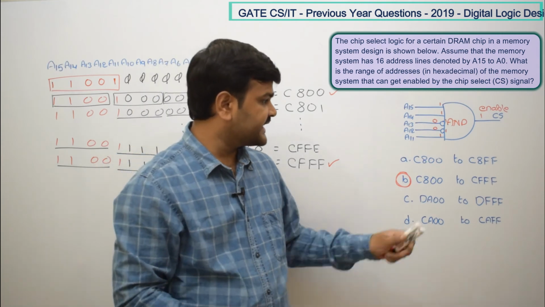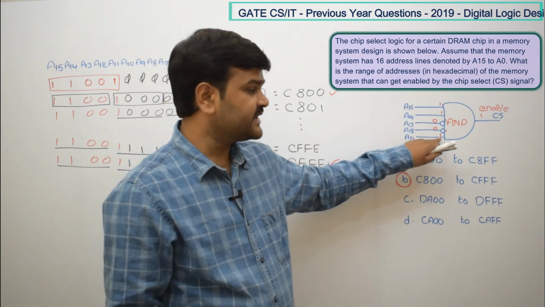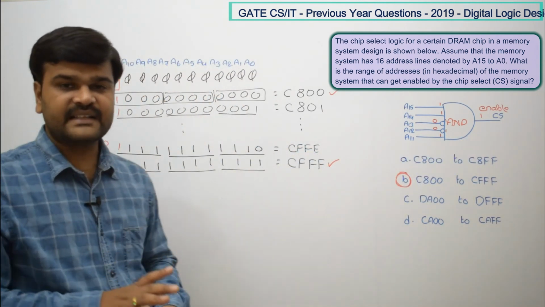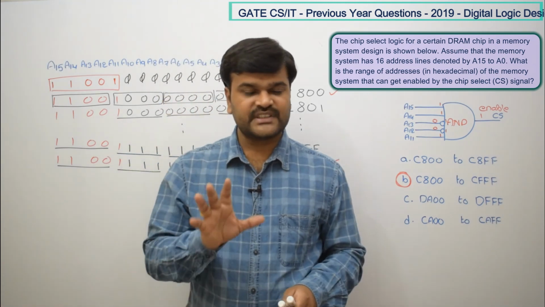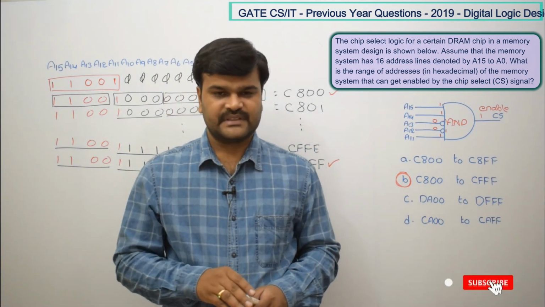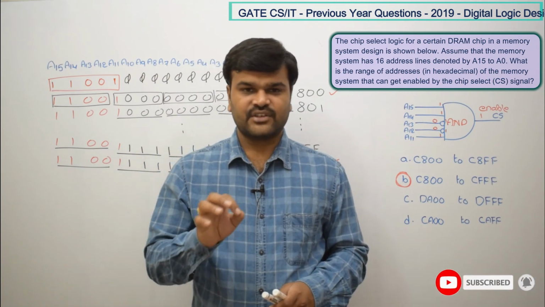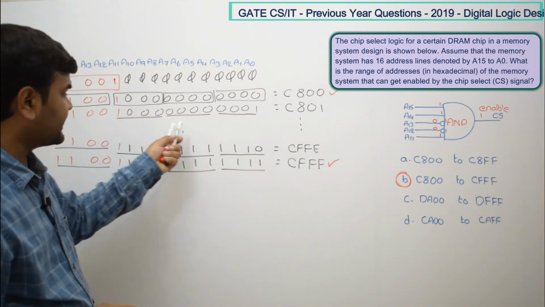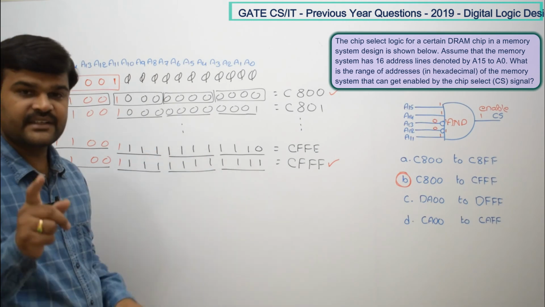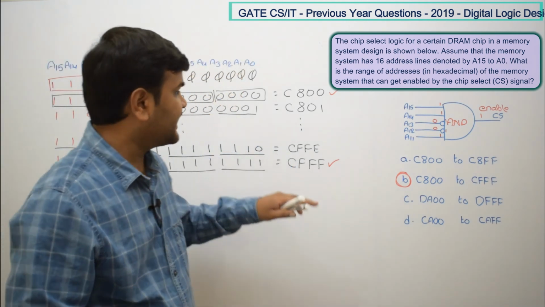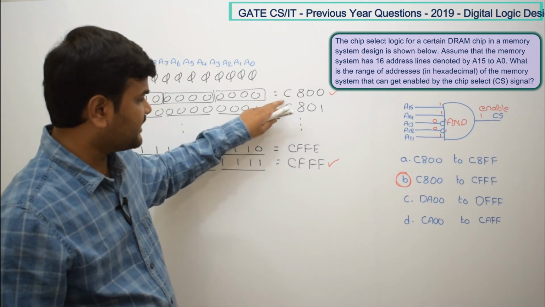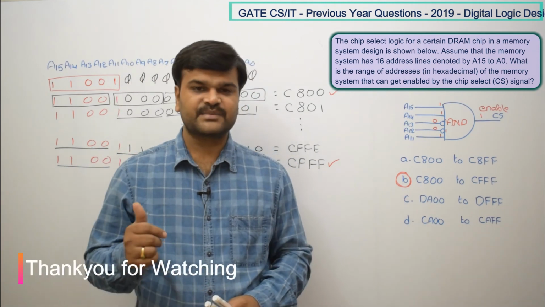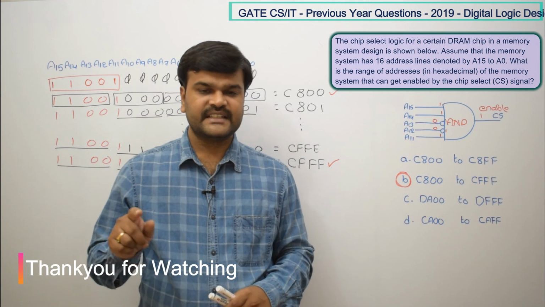The only thing is that for which inputs this chip is going to enable, that part becomes the fixed part. Then whatever address lines are not mentioned in the question, those address lines can take any input, either 0 or 1. With 0 and 1, take all possible combinations and add the fixed part to every combination. Then we convert that into hexadecimal format, and we get the range, the first number and the last number. So the answer for this question is option B, C800 to CFFF.